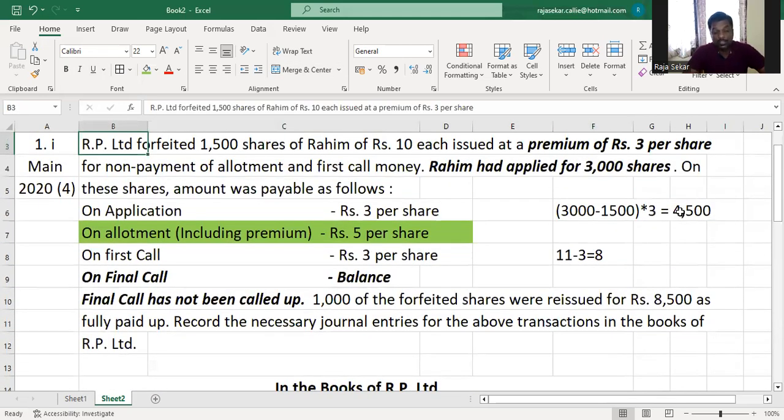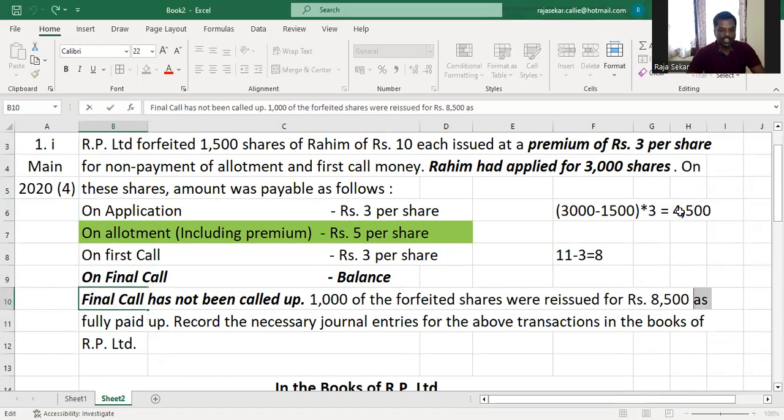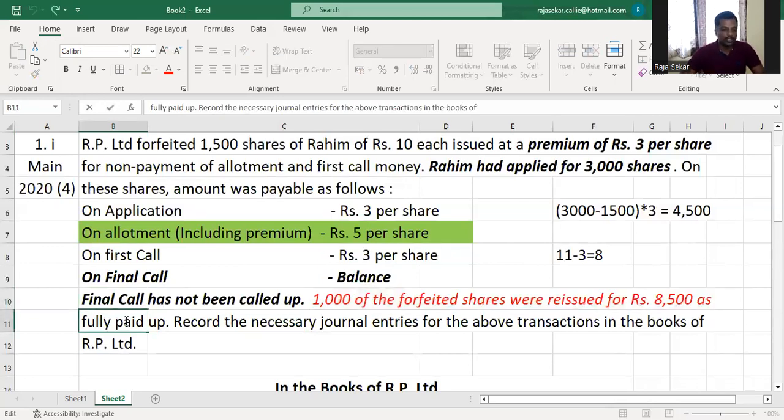After this, the question also requires us to reissue the forfeited shares. Now, over here, if you see, the reissue is not a complete reissue. We have forfeited 1,500 shares of Rahim, but we are only reissuing 1,000 of the forfeited shares. We are reissuing them for rupees 8,500, but as fully paid up, which means what? Fully paid up means the face value is paid up.